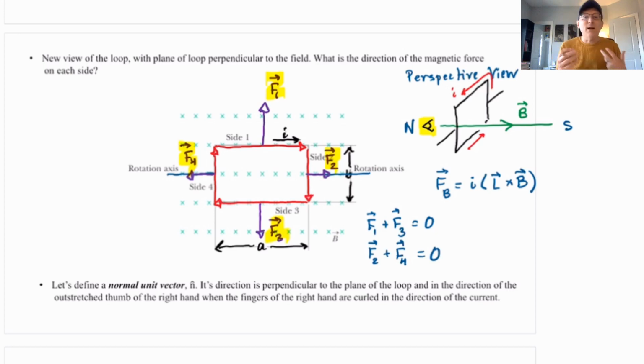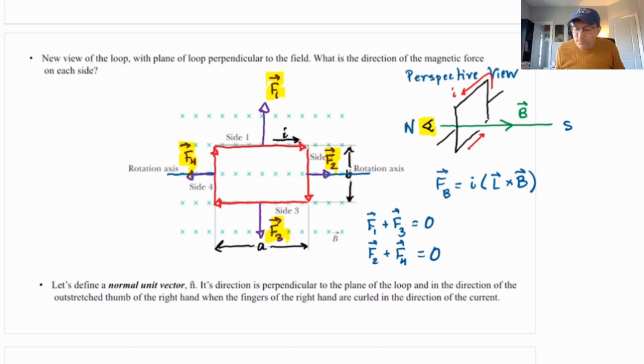I just want you to see how we're looking at these 4 sides, how we're looking at the current going around each side, thinking of an L vector for each side, figuring out what direction the B vector is, doing I times L cross B, and figuring out which way the magnetic forces are.